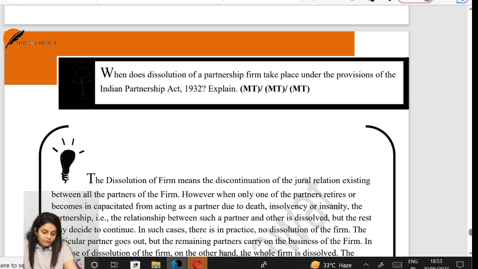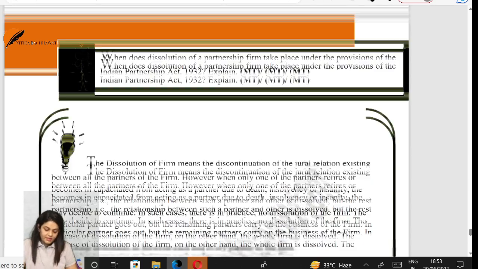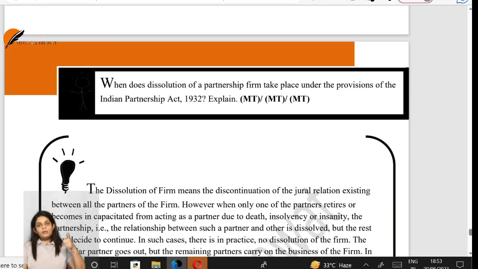Dissolution of partnership. When does dissolution of partnership take place under the provisions of the Act? So it can be without the order of the court or with the order of the court. Without the order of the court, it can be by agreement. That is, all the partners mutually decide to dissolve the firm on the happening of certain contingencies. A partner is dead, a partner is insolvent, the firm was formed for a period, the period is over, the firm was formed for a purpose, the purpose is over, except one, all are dead or all are insolvent. In all of these cases, the firm can be dissolved. If it is a partnership at will, any partner can give a written notice and dissolve the firm.